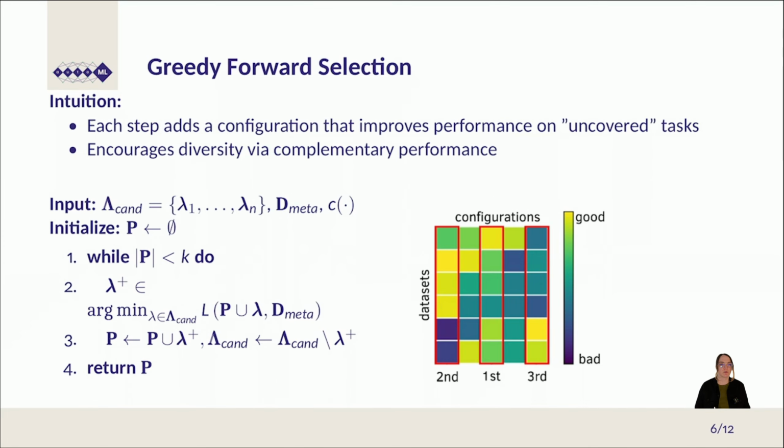It's not really the best on any of these data sets, but it's also not the worst. In the second iteration, we would add this configuration here, because it performs really well on these 3 data sets. It does not perform that well here, but this doesn't matter because we already got these covered by our first configuration. So this one complements the first configuration. In the third step, we would add this configuration because it complements the previous 2 configurations on these 2 data sets. And then we would iterate on and iteratively add the configuration that improves the portfolio performance.